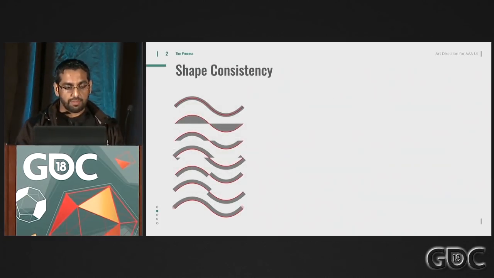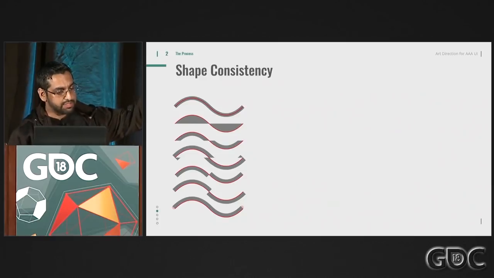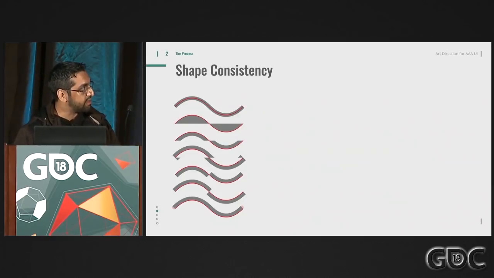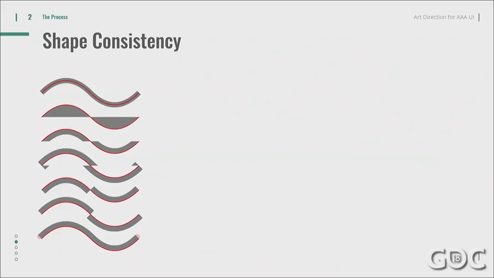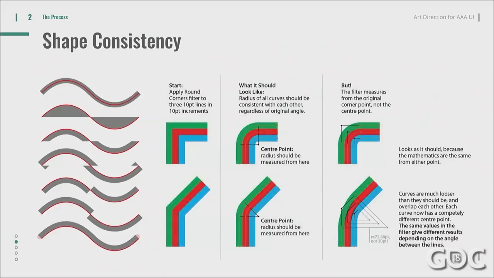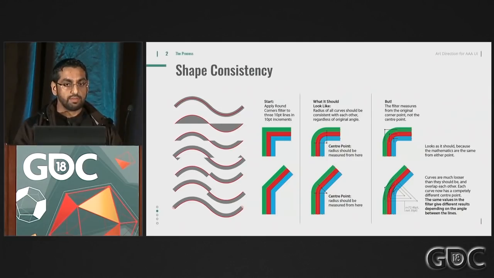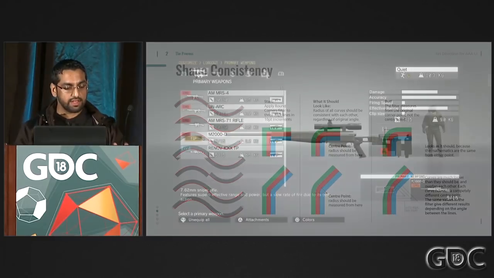We also want to look at shape consistency. So if you have a stroke, you want to make sure that those strokes are consistent. If you started with the top style and then you ended up with the bottom style, that's still going to look weird in a UI. It won't look consistent. Similar thing with angles and rounded corners. You want to keep those things consistent as well. So we're going to take a look at some examples.